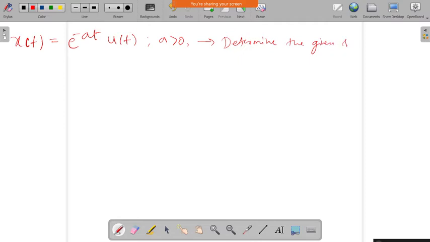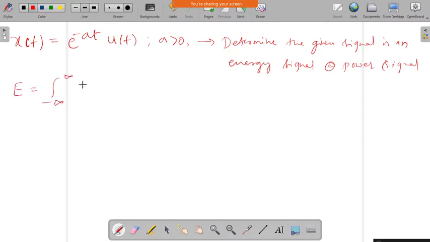Determine whether the given signal is an energy signal or power signal. So now how to find out? First we need to find the energy expression, then if it is not an energy signal, we have to apply the power signal expression to find out the power. So first we need to see whether it has finite energy, so then we can call it an energy signal.